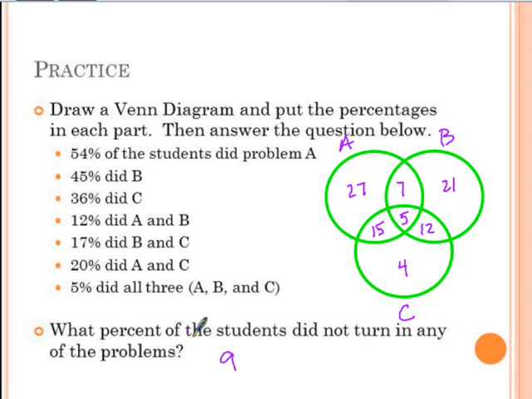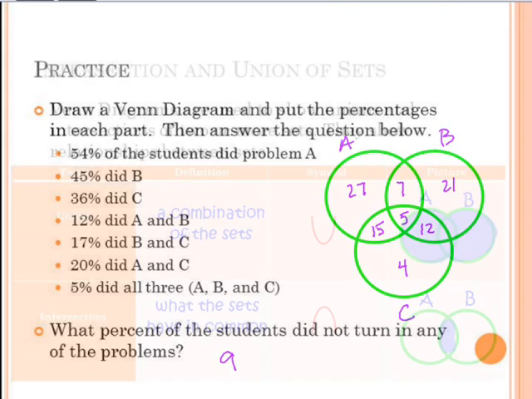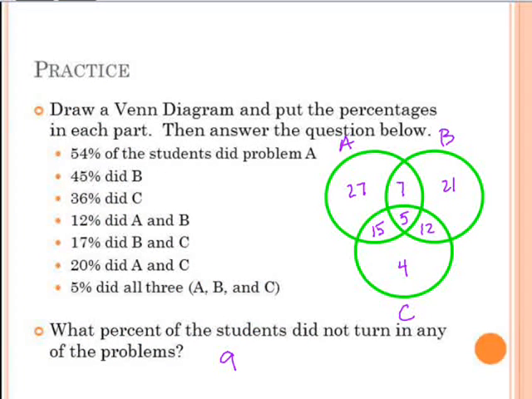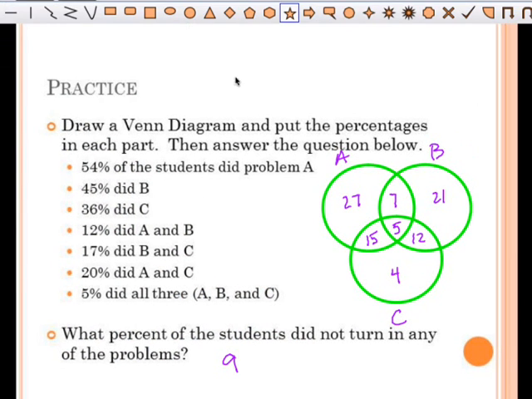And then at the end, it says, what percent of the students did not turn in any of the problems? Well, I know that I'm going to start with 100% because that's all. So then I did 100 minus each of these numbers, and that's how I got 9. Again, if you have questions on that slide, make sure that you're putting some sort of sign on it so you know to ask questions about that later on, okay?